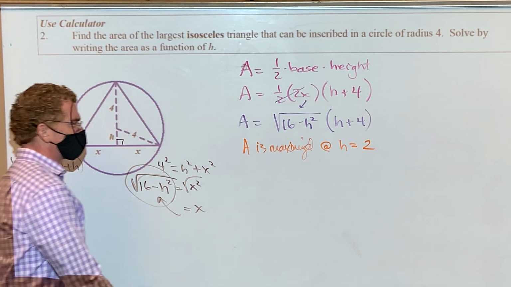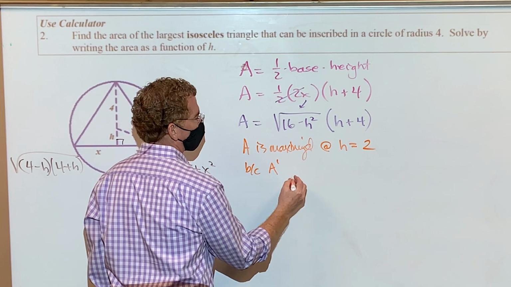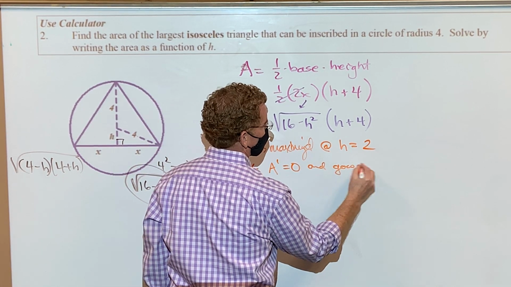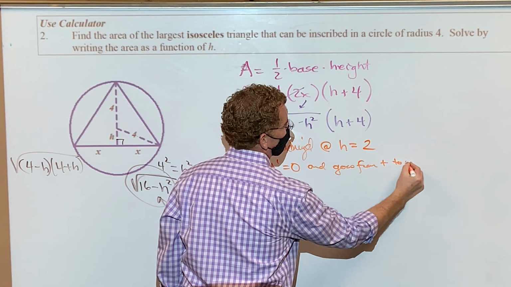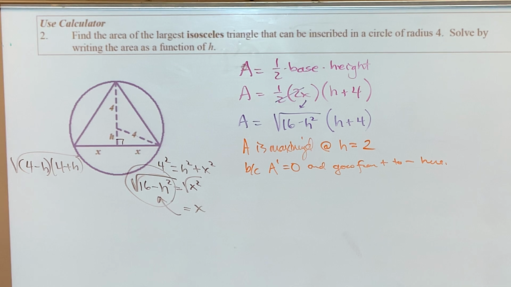So it's maximized there, and I know that because a prime equals 0 and goes from plus to minus. Yeah, the graph was weird. It was. Was it? I erased that one. It's a straight line.